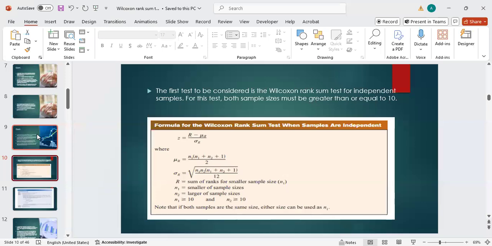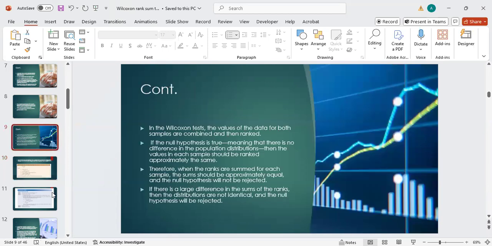The first test to be considered is the Wilcoxon rank sum test for independent samples. For this test, both sample sizes must be greater than or equal to 10. Here is the formula for the Wilcoxon rank sum test when the samples are independent.